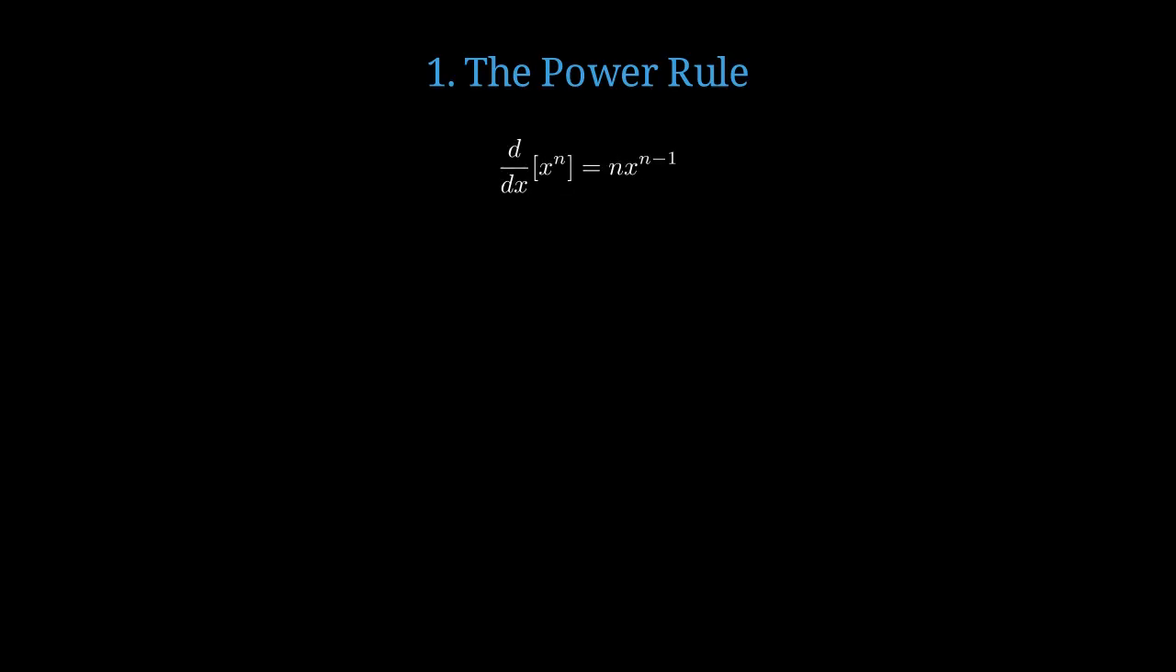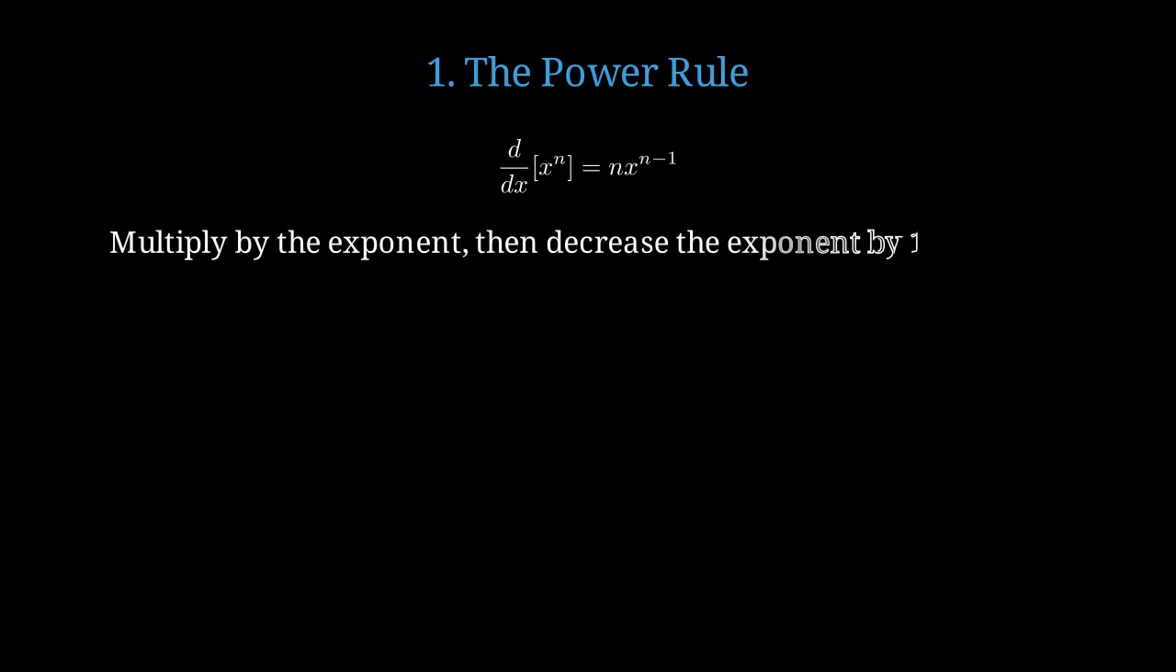The derivative of x to the n equals n times x to the n minus 1. Simply multiply by the current exponent, then reduce that exponent by 1. For example, the derivative of x cubed equals 3x squared. The derivative of x to the fifth equals 5x to the fourth.